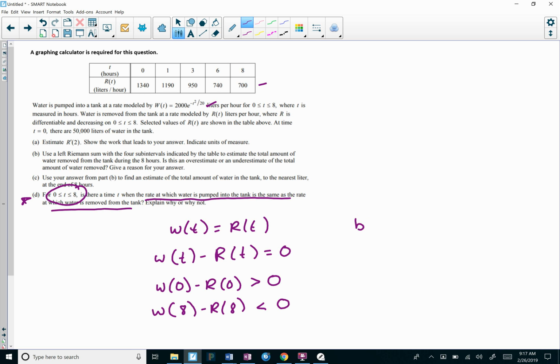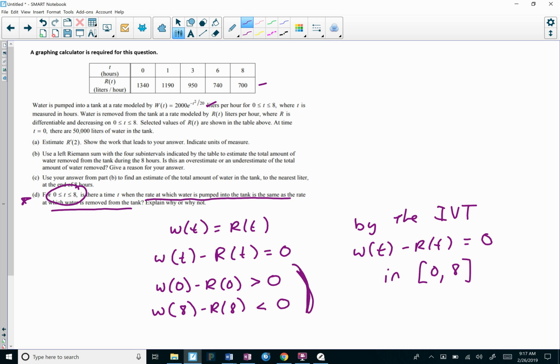Okay, so by the IVT, W of t minus R of t must equal 0 in the interval of 0 to 8, because we've shown that at my endpoints one is positive, one is negative, so everything in between must be covered. And that was worth 2 points. So that's tough, 2 points. A lot of people didn't get that.